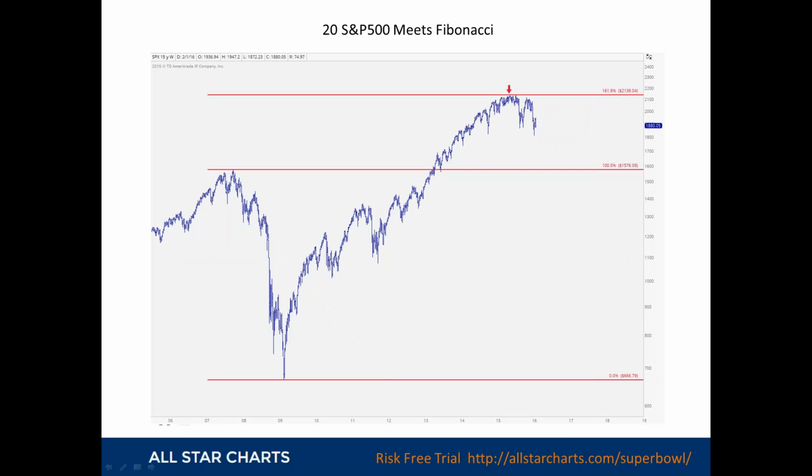Chart number 20 is really one of my favorites. It's the S&P 500 meeting Mr. Leonardo Fibonacci. Here we're looking at a weekly time frame of the S&P 500 running into the 161.8% extension of the 07 to 2009 decline. And you guys that follow me for a long time know that I was pointing to this chart well over a year ago, well before prices even hit this objective.